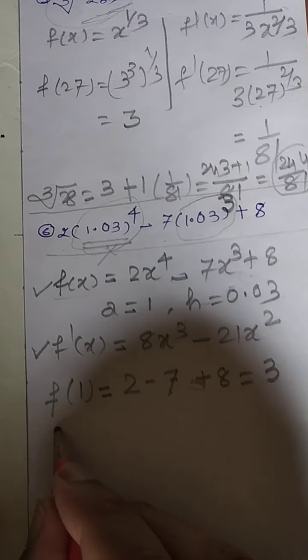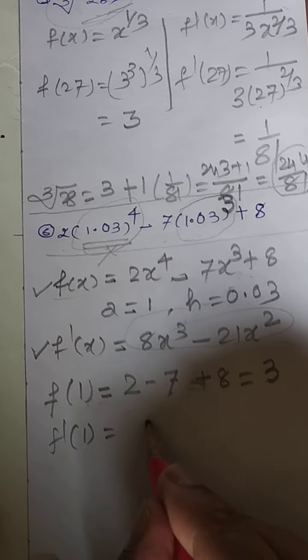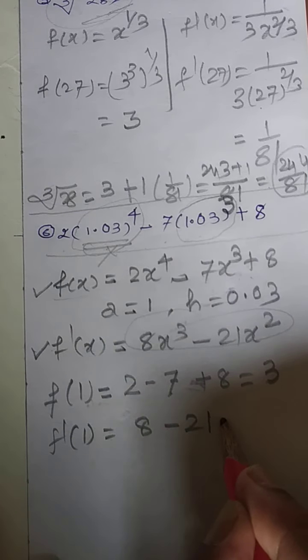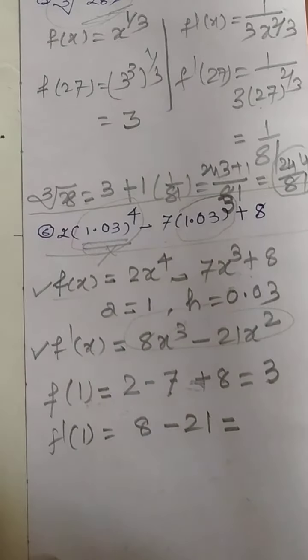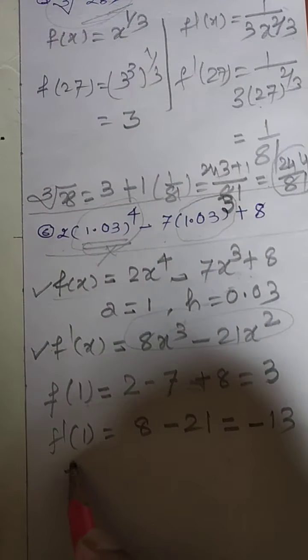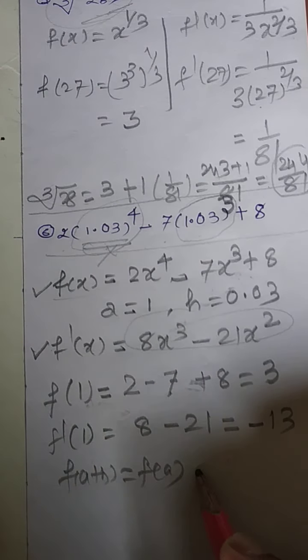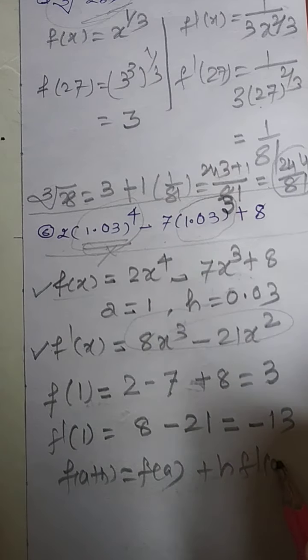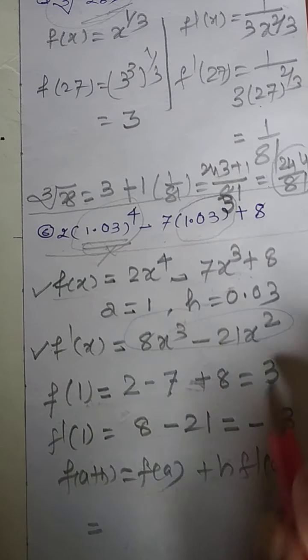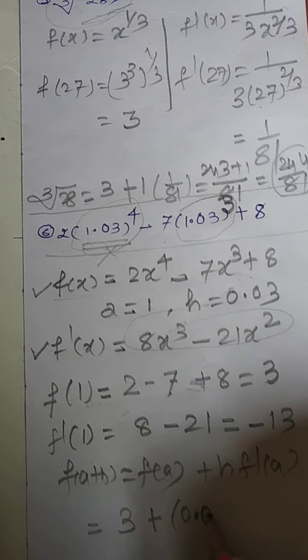Now f dash of 1. F dash of 1 means in this expression I should replace 1. It will be 8 minus 21. That also you will get. Try to find out and then replace in the formula. F of a plus h is equal to f of a plus h times f dash of a. F of a you have calculated 3, plus h value is nothing but 0.03.